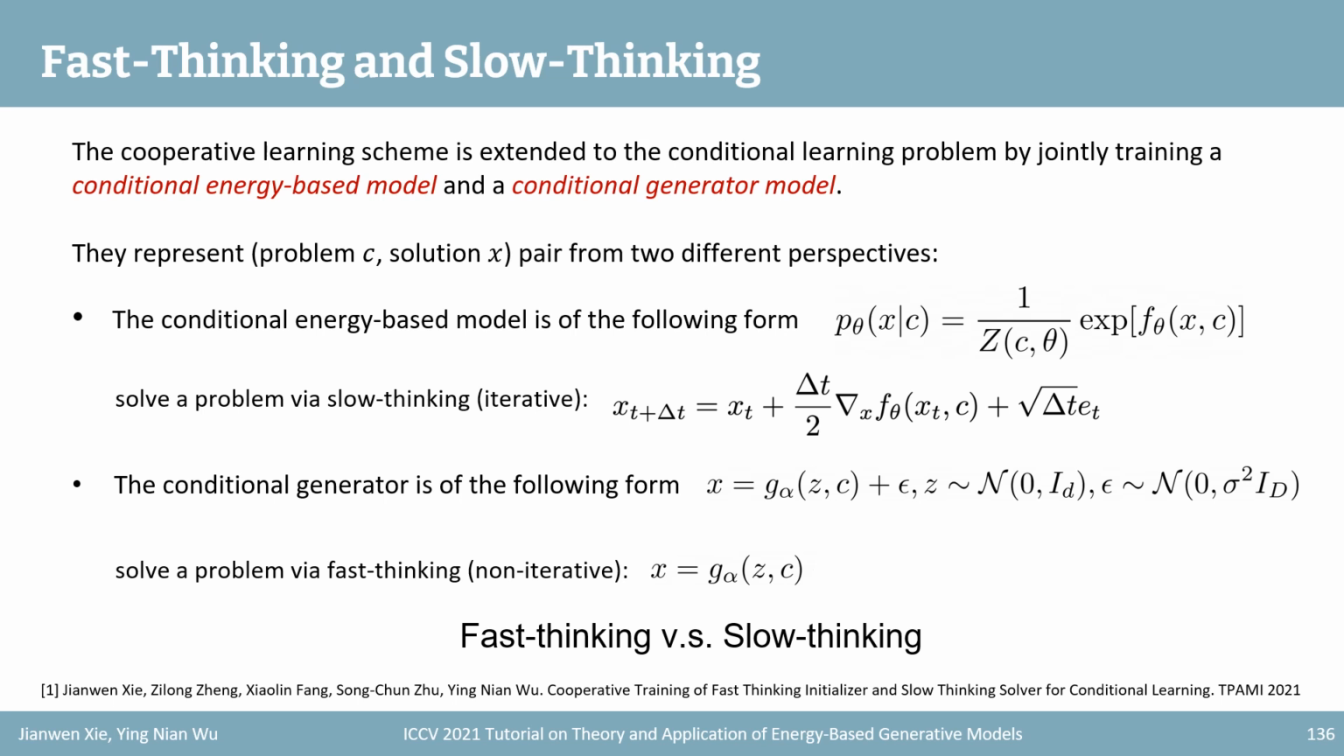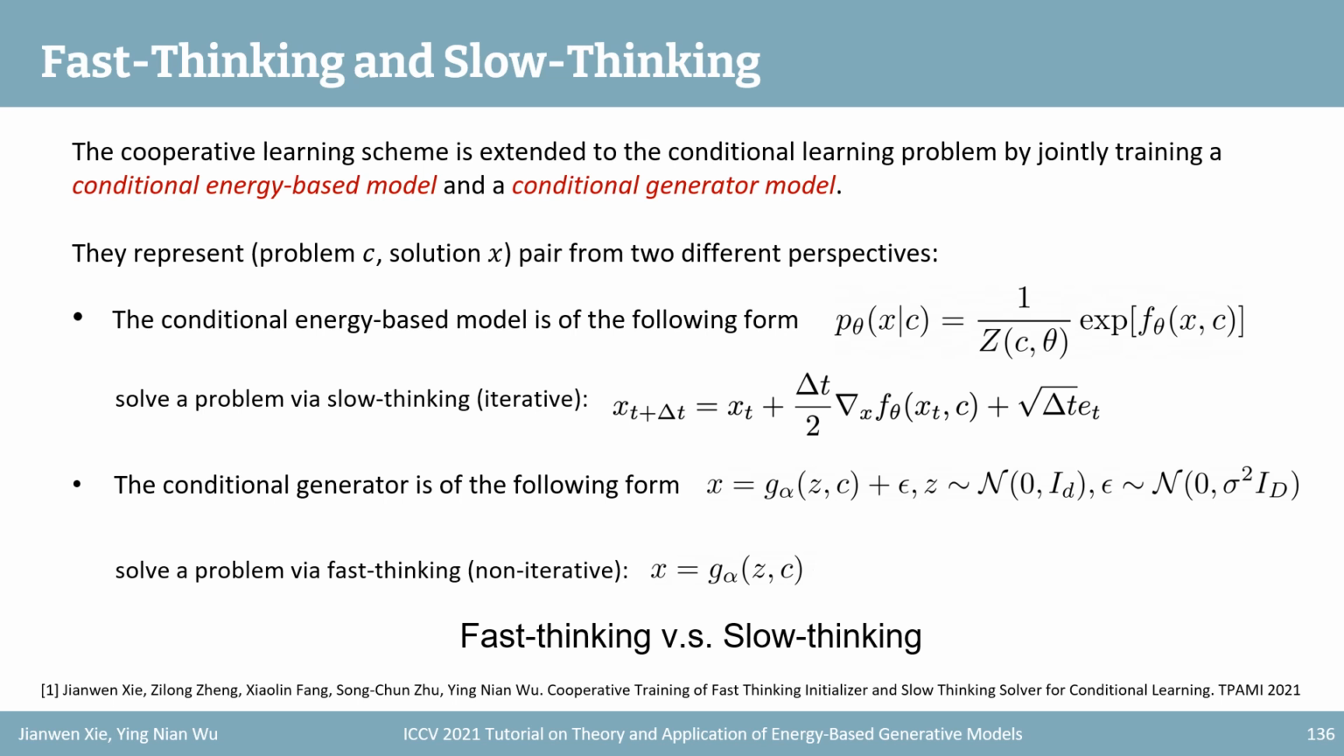The unconditioned cooperative learning scheme can be easily extended to the conditional learning problem by jointly training a conditional energy-based model and a conditional generator model. Both conditional models represent the problem and solution from two different perspectives. The conditional energy-based model learns an objective function in the form of a conditional energy function, so that the output can be generated by optimizing the objective function, or more rigorously, by sampling from the conditional energy-based model.